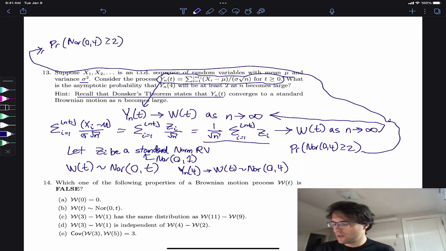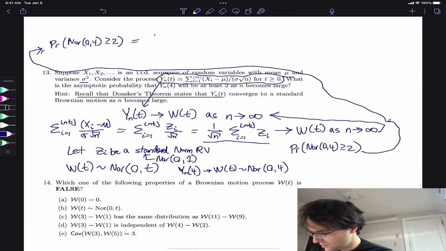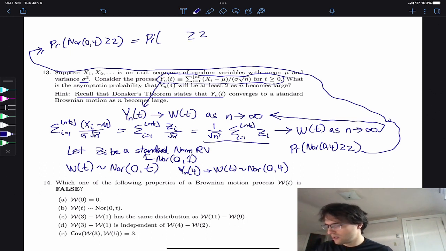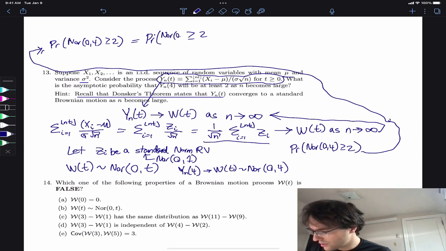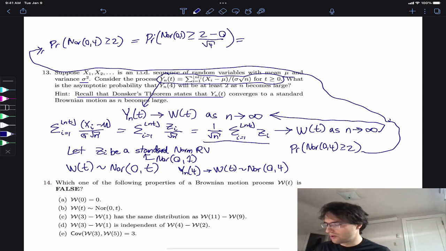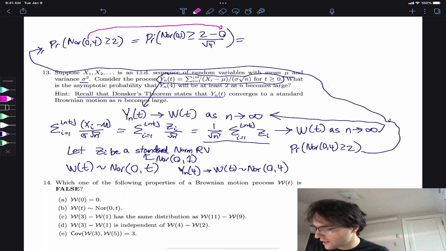Well, of course, what you can do is take the probability, and on both sides of this inequality, we can convert. Recall that you can convert the normal 0, 4 to a normal 0, 1 by subtracting the mean, which was 0, and dividing by the square root of the variance, which is 4. This 0 comes from that guy, and this 4 comes here.